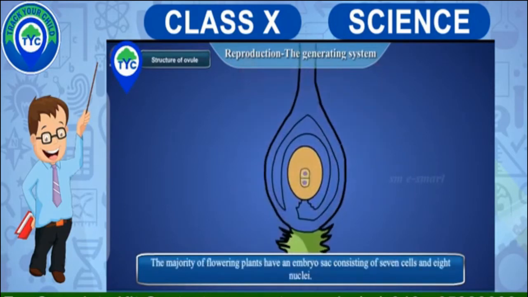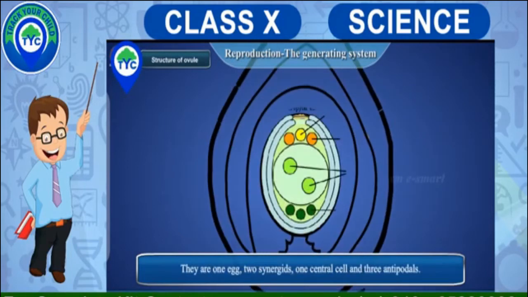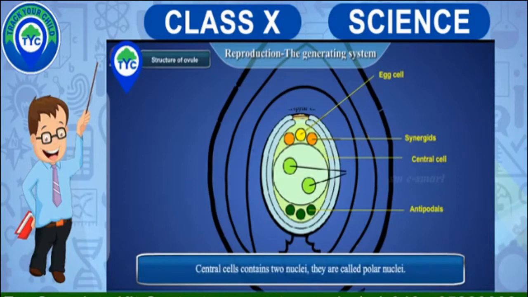The majority of flowering plants have an embryo sac consisting of 7 cells and 8 nuclei. They are 1 egg, 2 synergids, 1 central cell, and 3 antipodals. The central cell contains 2 nuclei. They are called polar nuclei.